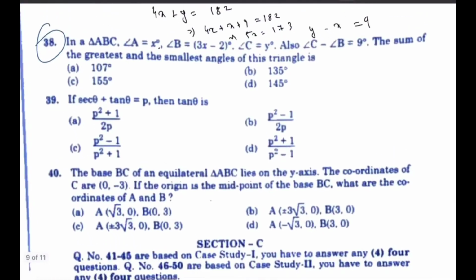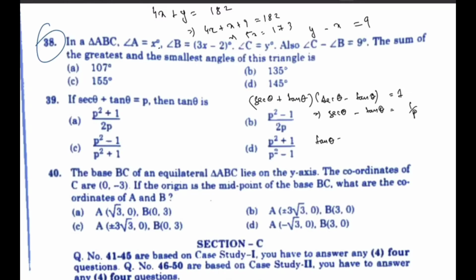Sec theta plus tan theta is p. Fine. Okay, we know that sec square theta minus tan square theta is 1. So sec theta plus tan theta into sec theta minus tan theta is 1 implies sec theta minus tan theta equal to 1 by p. So what is tan theta? You have sec theta plus tan theta, you have sec theta minus tan theta.